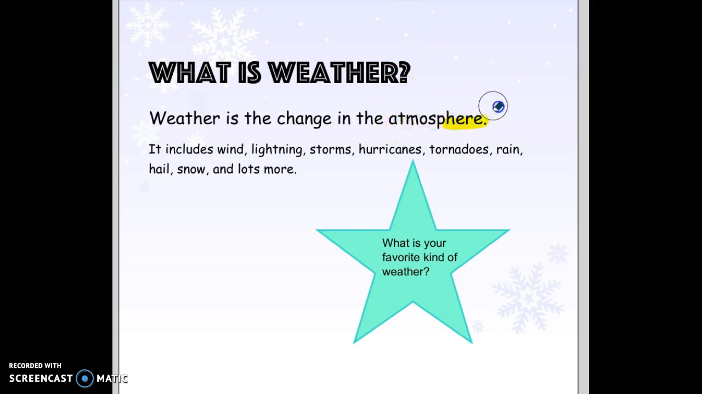Furthermore, another thing we can learn about weather is the types of weather there are. Some types of weather include wind, lightning, storms, hurricanes, tornadoes, rain, hail, snow, and much more.